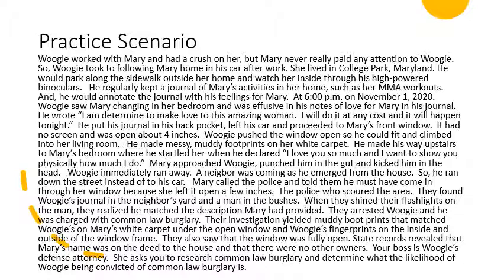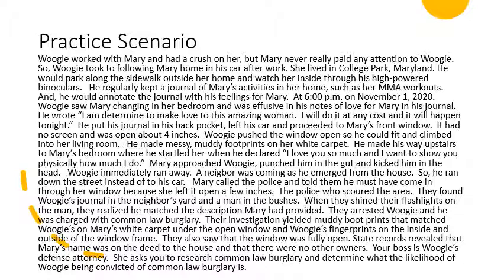He wrote, quote, "I am determined to make love to this amazing woman. I will do it at any cost and it will happen tonight." End quote. He put his journal in his back pocket, left his car, and proceeded to Mary's front window. It had no screen and it was open about 4 inches. Woogie pushed the window open so he could fit in and climbed into her living room.